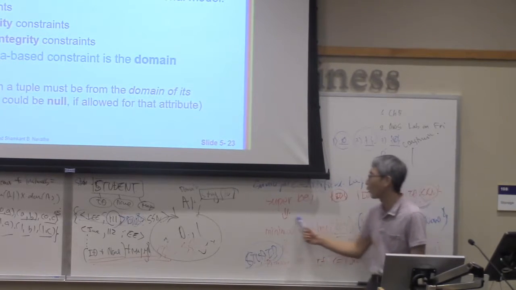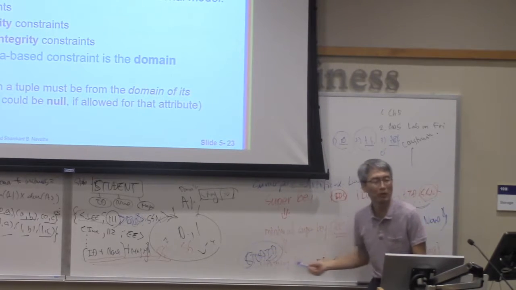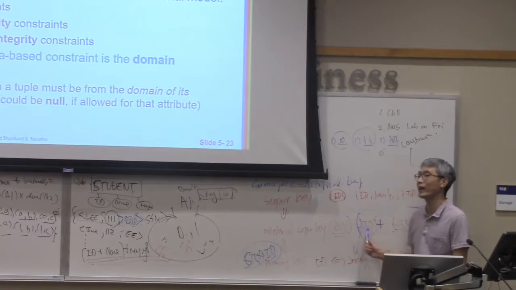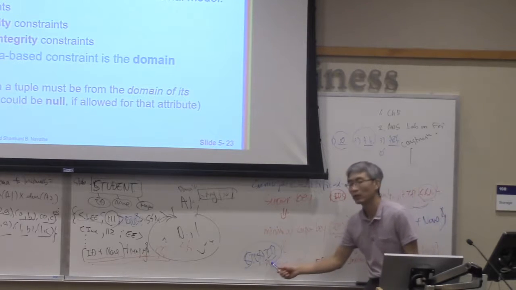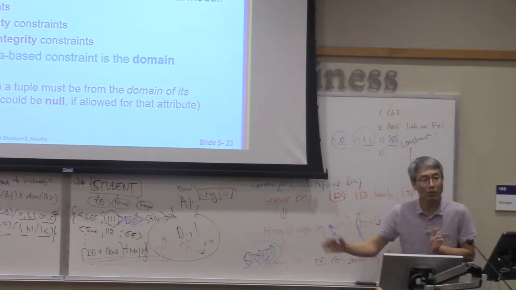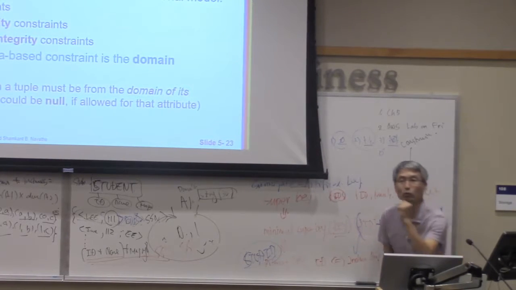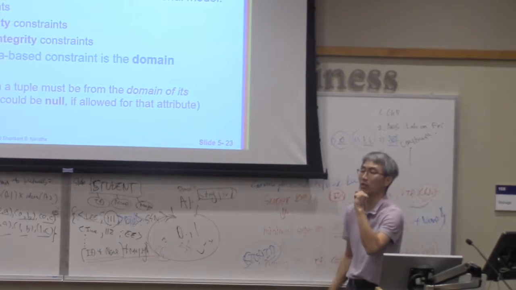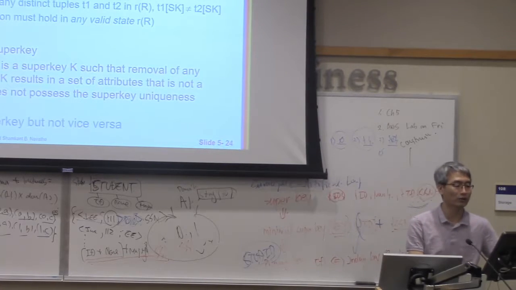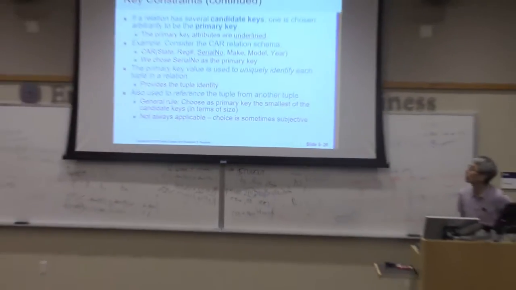So in most cases, our goal is first to identify the minimal super keys. You should identify as many keys as possible. Then among those, select the primary key. The others are also important because they are unique. They are the same as the primary key, so you can use the candidate key to access the data. Okay? So that is the key constraint: super key, minimal super key, and finally we can decide the primary key.